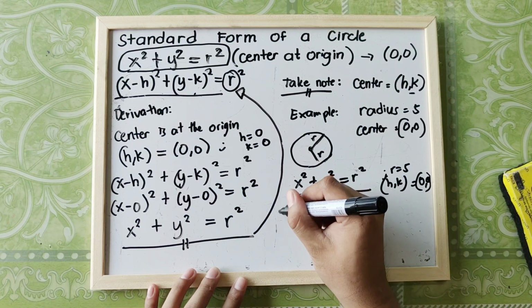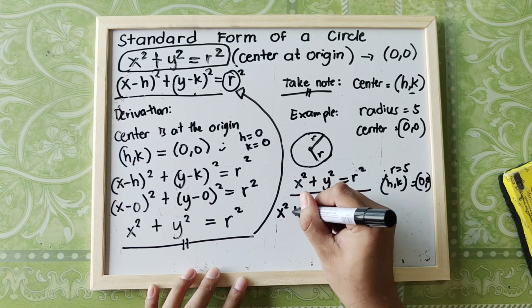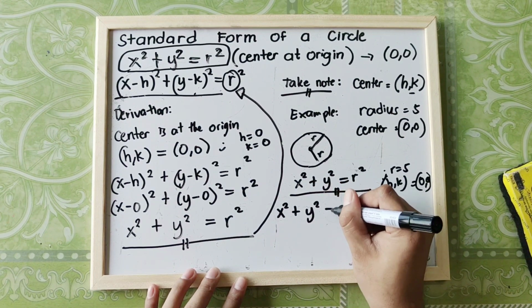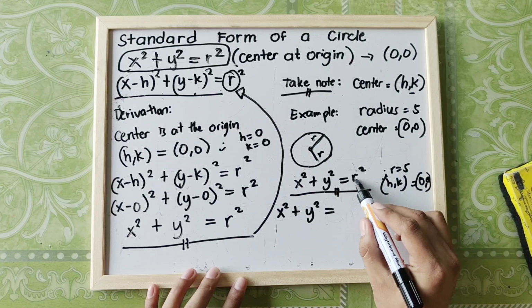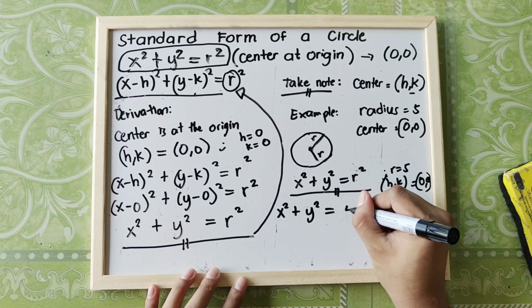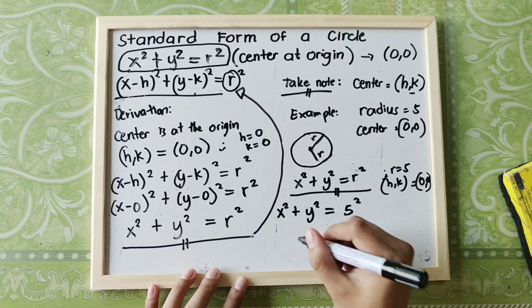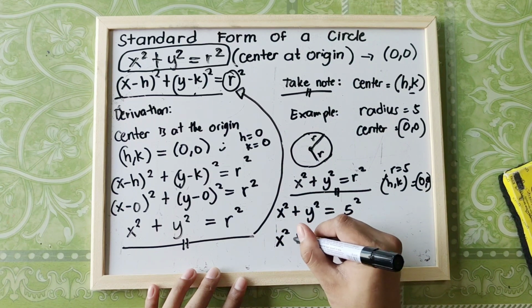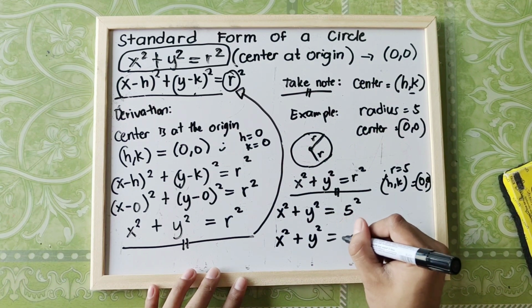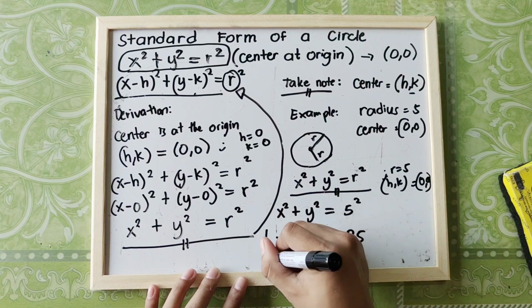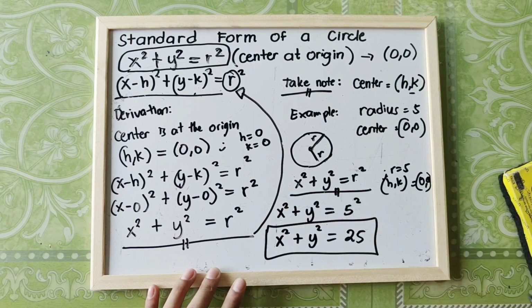So, let us simplify. x squared plus y squared is equal to, substitute the value of r, which is 5, so 5 squared. Then simplify. x squared plus y squared is equal to 35. So this is now our standard form.